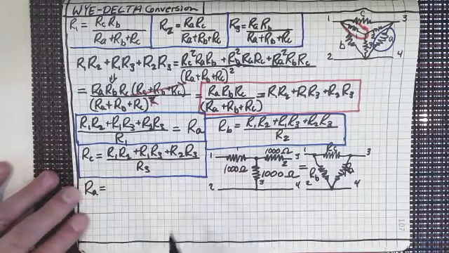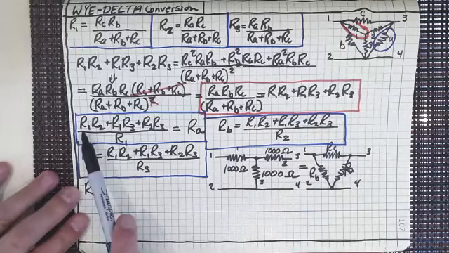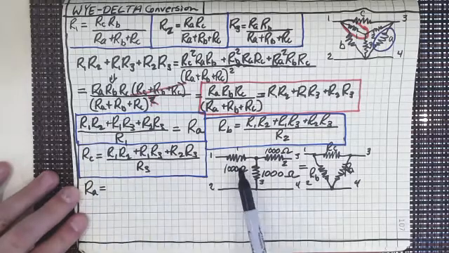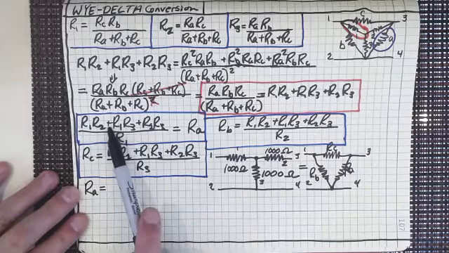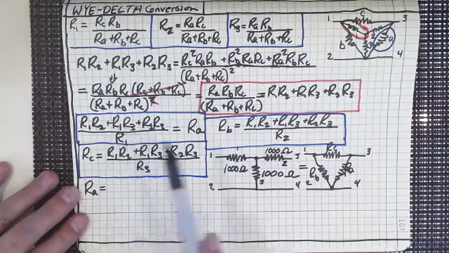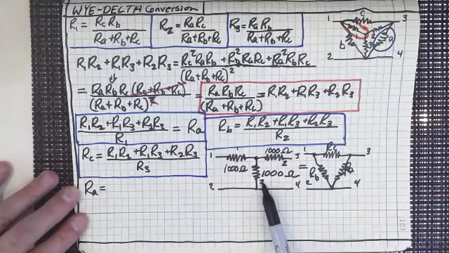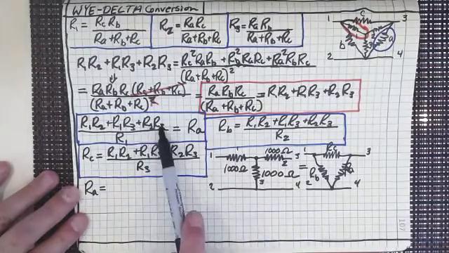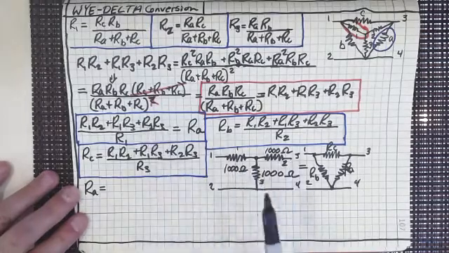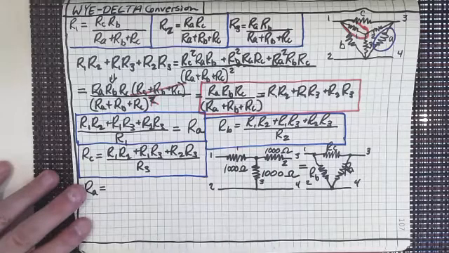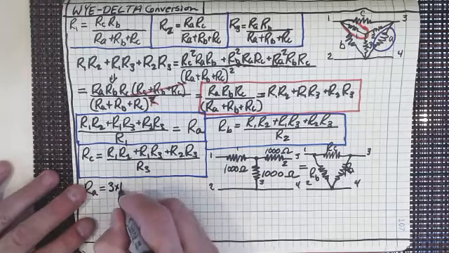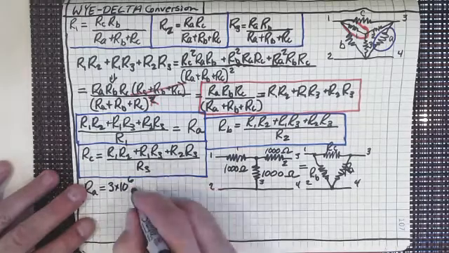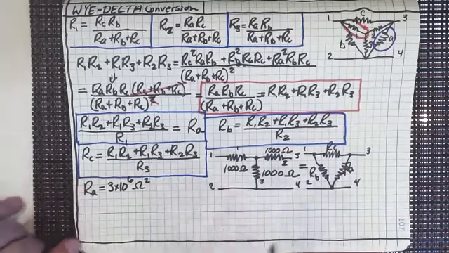R sub A is R1 times R2. R1 times R2, that's 1,000 times 1,000, that's 1,000,000, right? Plus R1 times R3, well, that's 1,000,000. Plus R2 times R3, well, that's 1,000,000. So I've got 1,000,000 plus 1,000,000 plus 1,000,000, right? So I've got 3 times 10 to the 6. And what's my units? Well, it's ohms squared, isn't it?